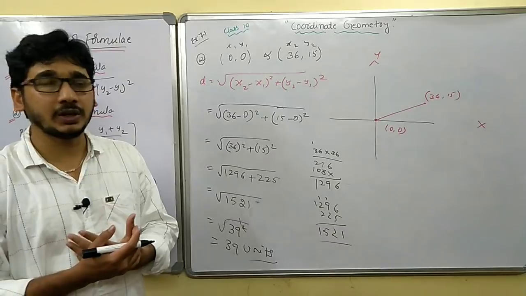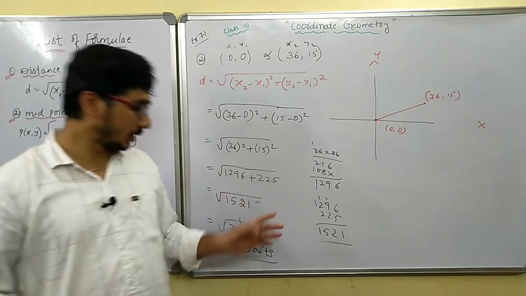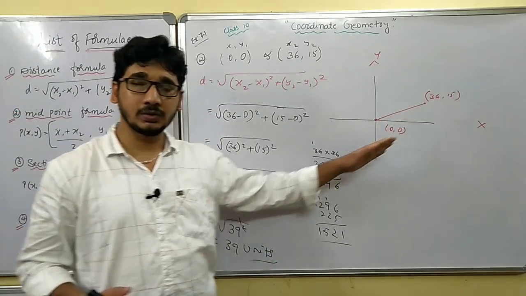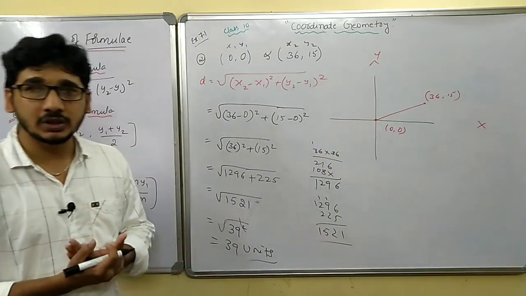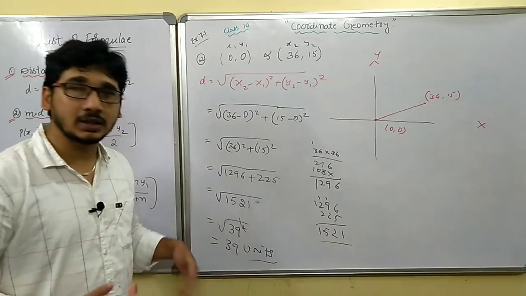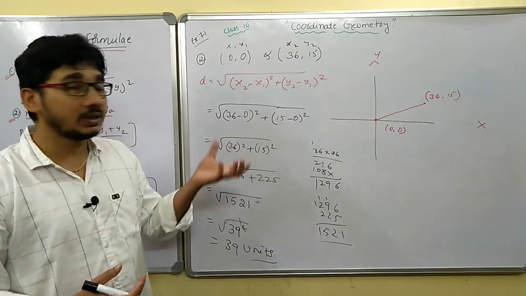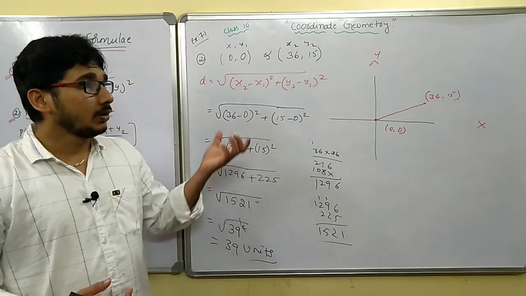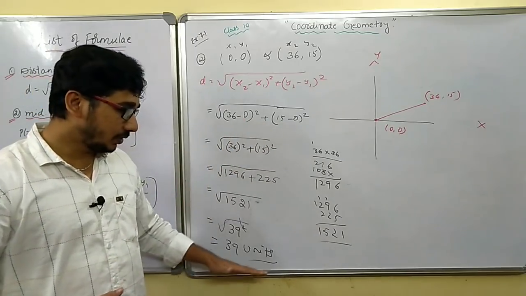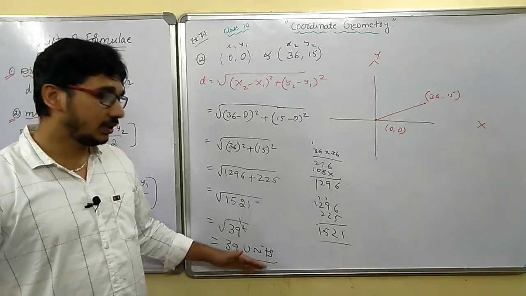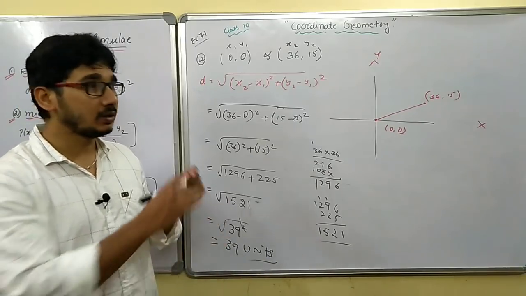Because if you are measuring in terms of centimeter, we will write 39 centimeter. If we measure in terms of meter, we will write 39 meters. If you measure in terms of kilometer, we will write 39 kilometer. But here we are giving the points. We are not taking an exact scale. That is the reason we are taking units. It depends which centimeter you are taking on the graph.